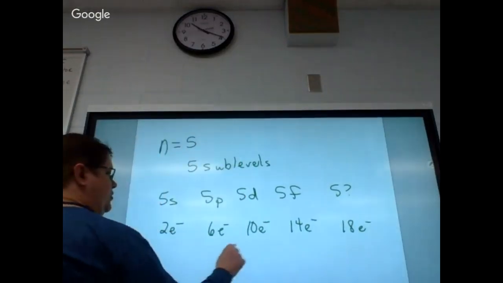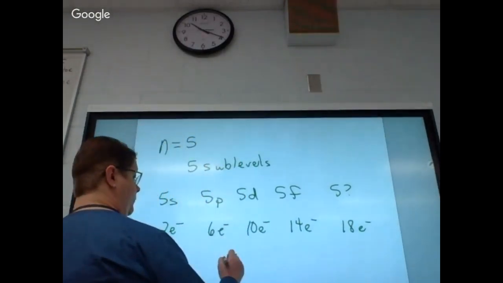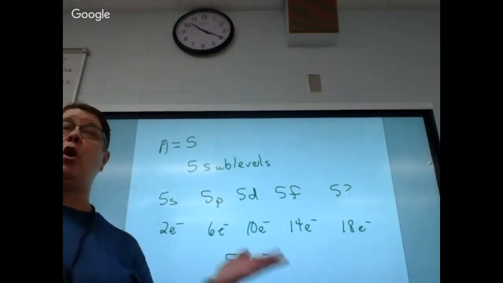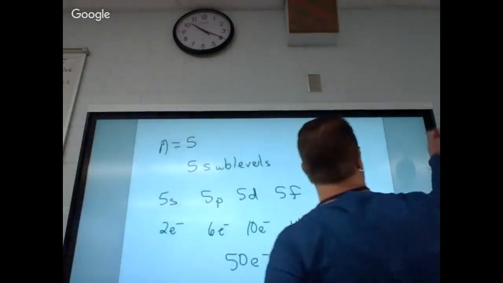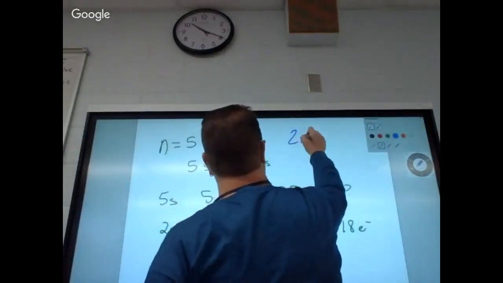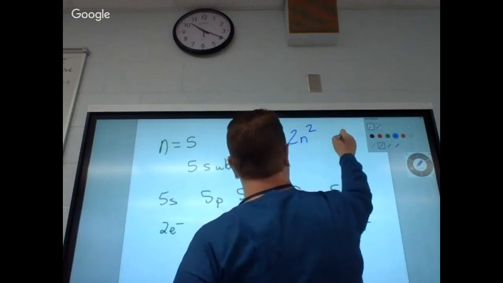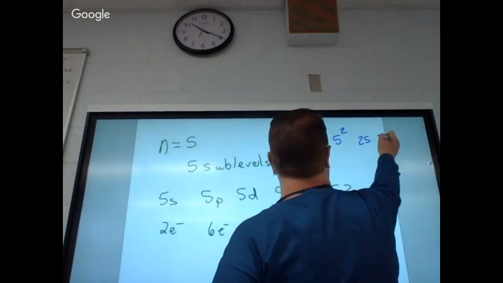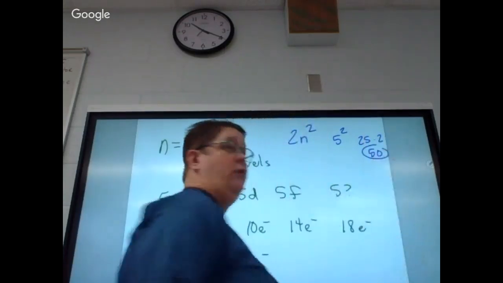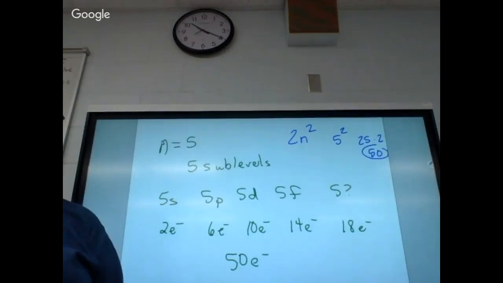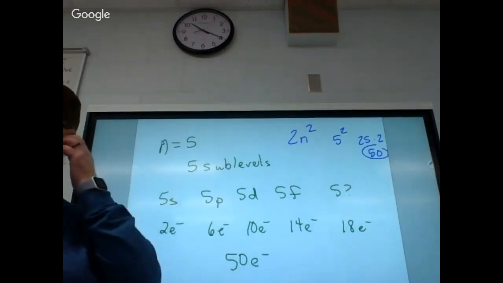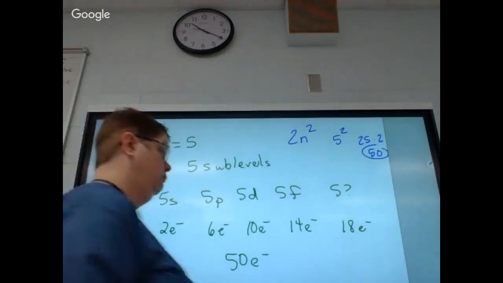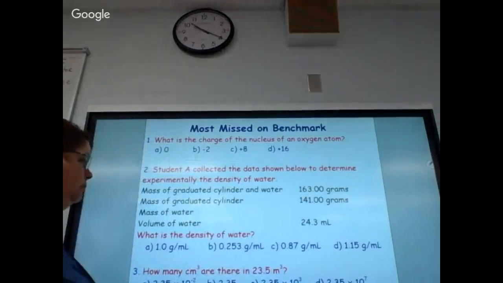Now, if we add these together, what do we get? That's how we get 50. Now, if you don't want to do it that way, what's the shortcut I showed you? The shortcut is 2n squared. So 5 squared is 25, and then times 2 is 50. You can do it either way. It does not matter to me which method you use, as long as you recognize both methods work. Okay? All right, number 2.